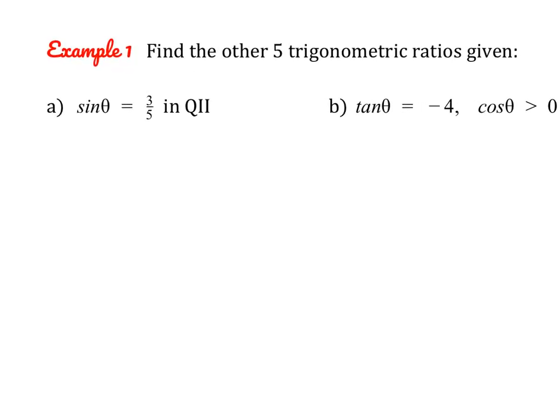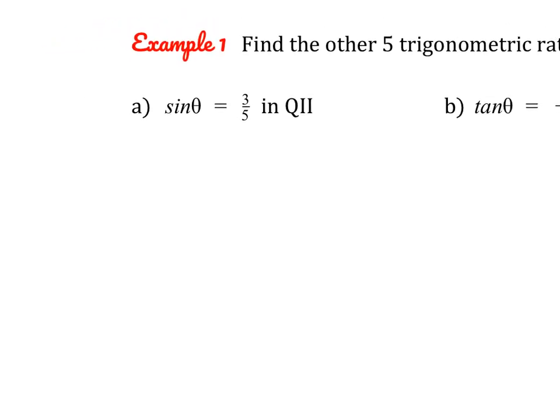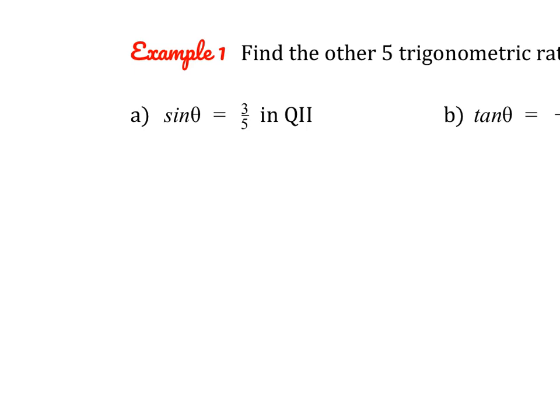All right, so let's see if we can find the 5 other trigonometric ratios given 2 pieces of information. So here we are told that the sine of theta is 3/5, and then we're told that we are in quadrant 2. So I'm actually going to draw a little picture of this. So we're going to have some angle that looks like this. So it's in quadrant 2. And we'll use this as our angle, so theta.